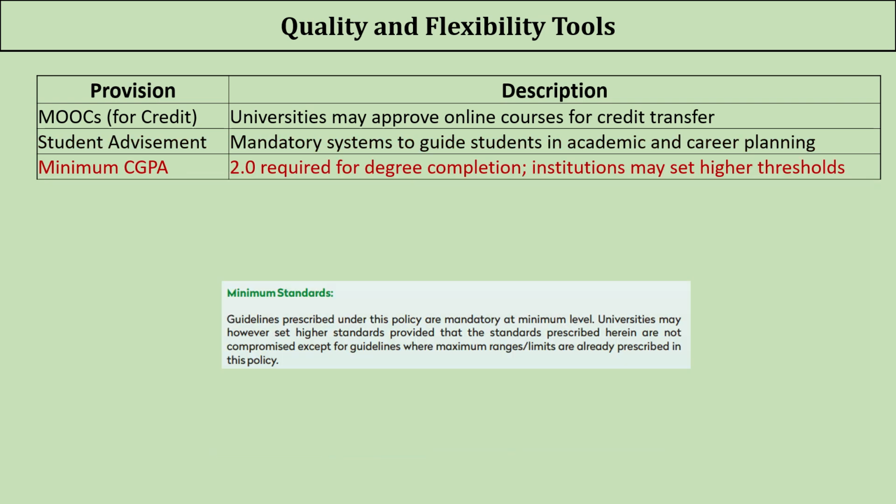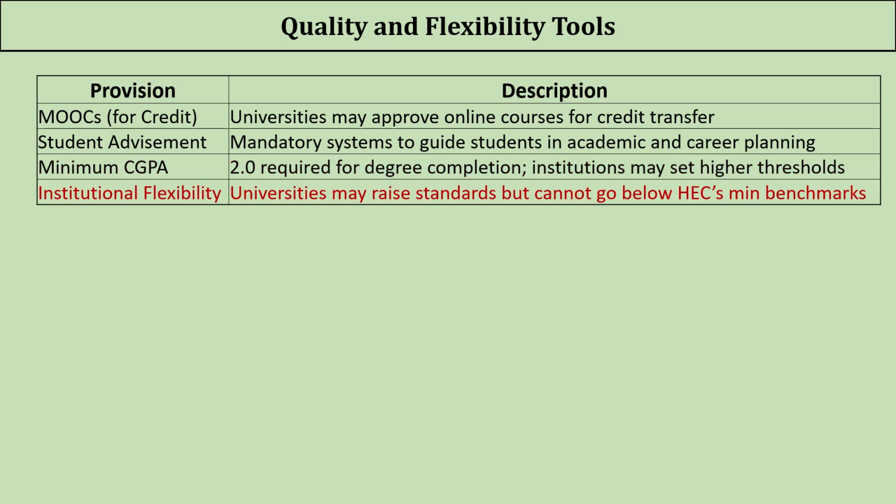Minimum CGPA 2.0. A CGPA of at least 2.0 is mandatory for successful completion of a BS or ADP. However, universities may set stricter requirements to uphold academic excellence. Institutional flexibility. Universities are encouraged to innovate and exceed UGEP standards, for example, by requiring additional internships or higher credit hours, but cannot reduce the core benchmarks set by HEC. UGEP strikes a careful balance between maintaining national quality standards and offering institutional room to innovate.